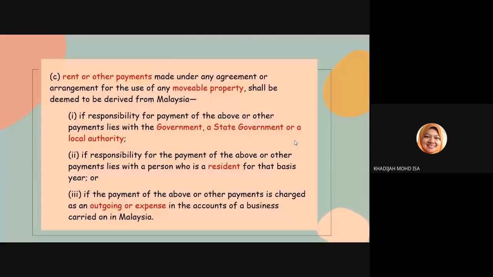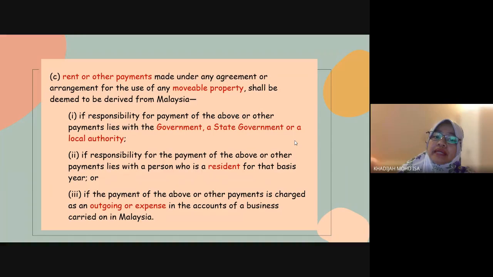So if the income is paid by these, then you know that the income is derived in Malaysia. Number two is that, or, sebab dia punya or. So either one. So ada tiga area, right? If the income is not paid by the local government, then if the payment is made by a resident person. So person here could be an individual, could be a company, right? So if the income is paid by a resident person, then it is derived in Malaysia.